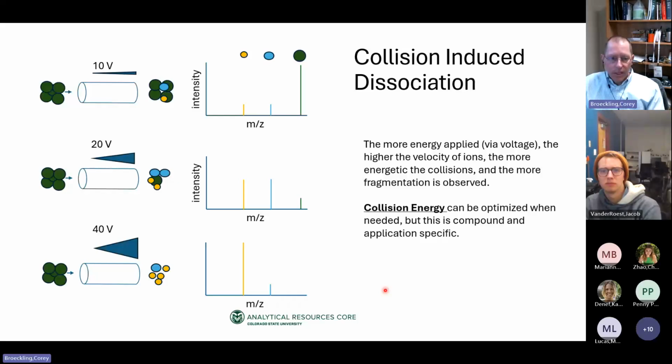You have the opportunity in these sorts of experiments to try to optimize collision energy depending on your goal, but oftentimes this optimization will be compound and application specific. But it is something that you can do. Tuning the collision energy is commonly done in a targeted focused assay.